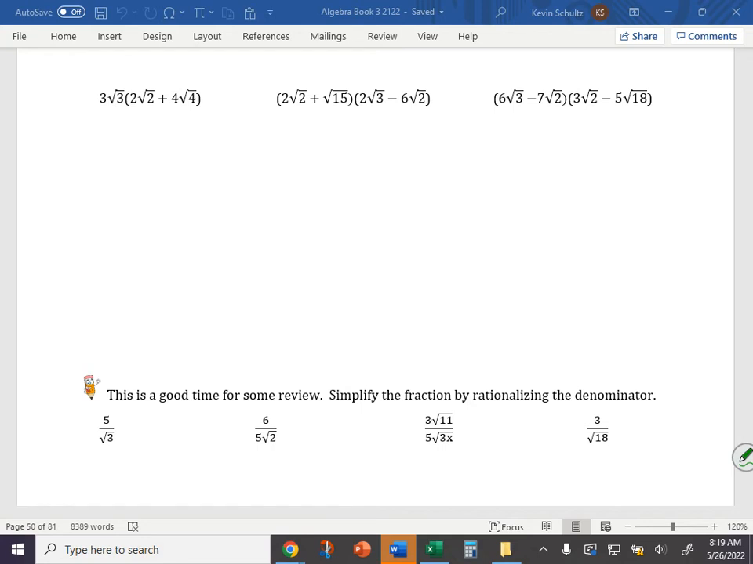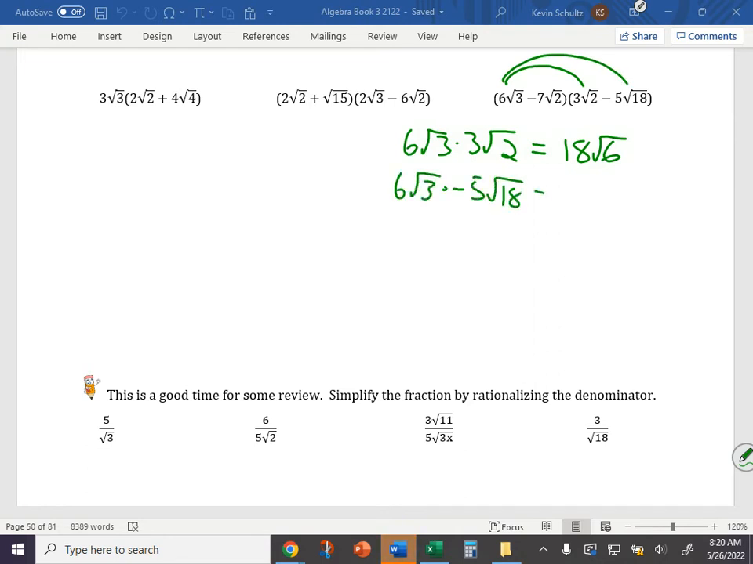So we're going to start with 6 root 3 times 3 root 2. What is that one? Give me 18 root 6. 18 root 6, right? 6 root 3 times negative 5 root 18 gives me what? Negative 30 root 54, which can be simplified, right, Arlene? You get negative 90 root 6. Yep, you end up with negative 90 root 6.